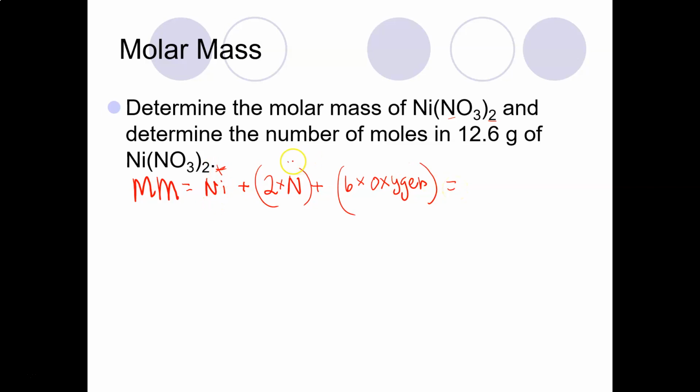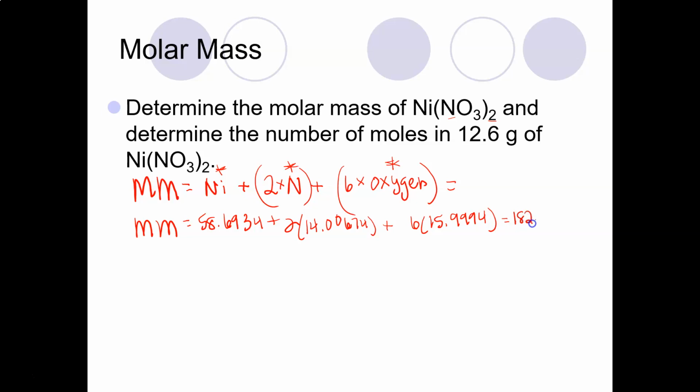So this I'm going to look up on the periodic table, which is going to lead me to this being 58.6934. And this is going to be 14.00674. And this is going to be 15.9994. And when I grabbed my calculator and add all these together, I get 182.70288. That was the number I got.